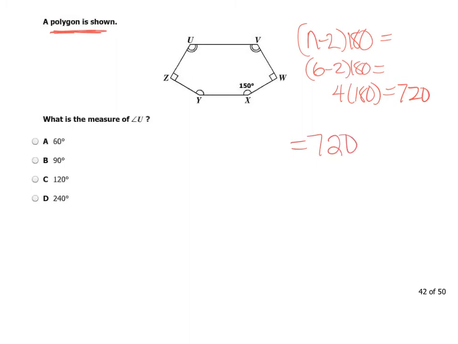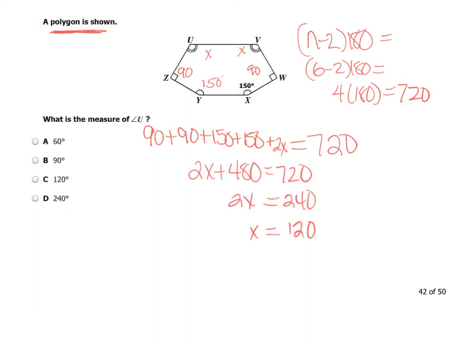Okay, so we have 90 and 90, 150, 150, and we don't know what this is, so we're going to call it X. So we have all the interior angles, and we set it equal to 720, and we solve. And we find out that each angle is 120.